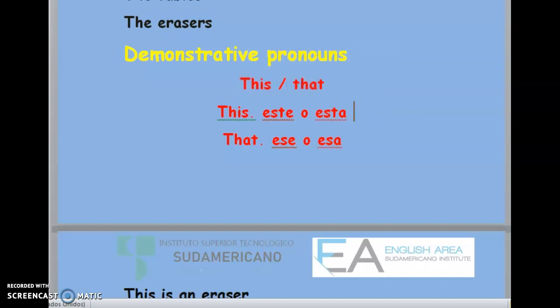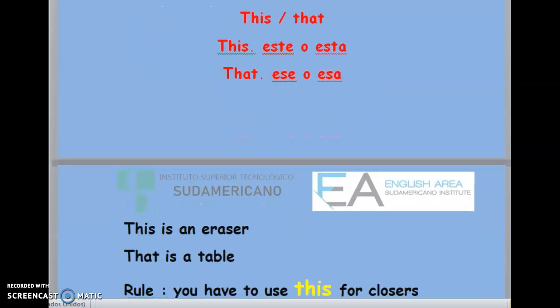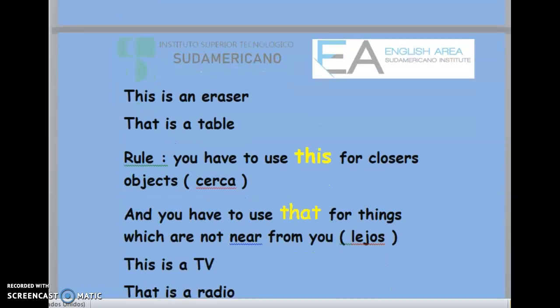Perfecto, muy bien. Entonces, vamos a hacer un ejemplo. This is an eraser. Miren, yo ya armé mi rompecabezas aquí. That is a table. This is an eraser. That is a table. Conclusión.